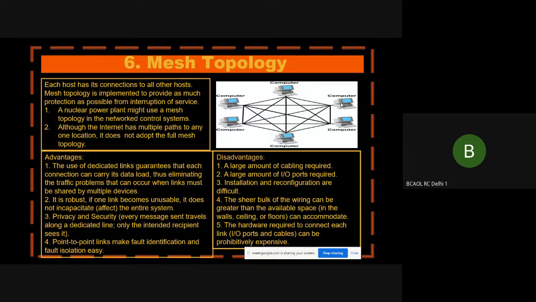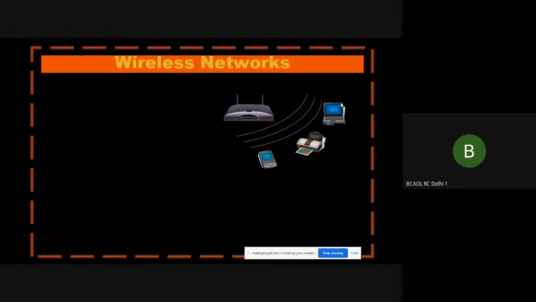Can you see that? What are the advantages and disadvantages? Dedication is okay: your data is private and security is maintained because you have a dedicated line, so only that person will receive it, and there will not be any traffic because you are sending the data through a dedicated line. But the problem is that so much cabling, input-output ports and installation will be required, and so much space will also be required to put the wires. So it will be too expensive to make a mesh topology.